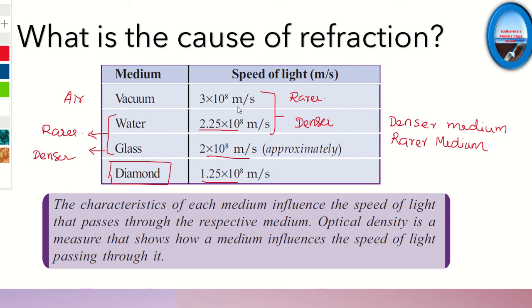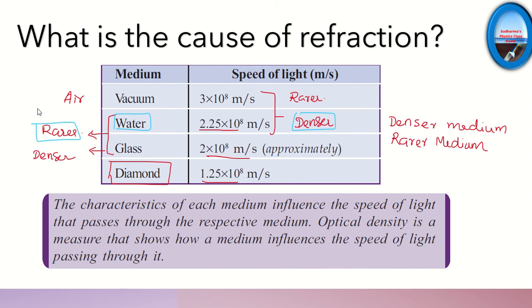Now you look at this comparison. See, here I'm talking about water. Water was denser in that case. Now what happened? Now water is rarer. That means the same medium, depending upon the pair we are choosing, is different. Optical density is going to be a constant for a particular medium, but the denser medium or rarer medium, how do we decide that? That depends on the pair of media we are choosing.